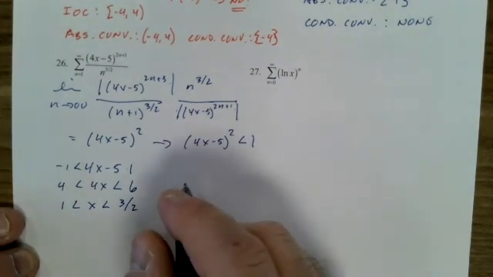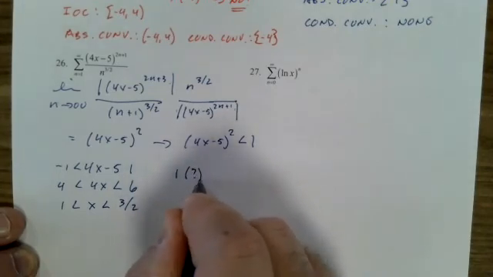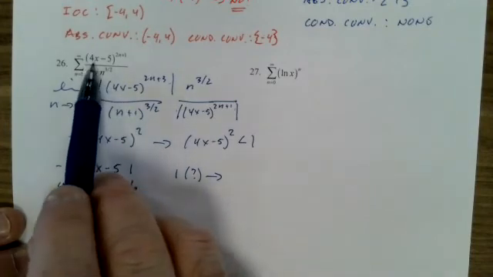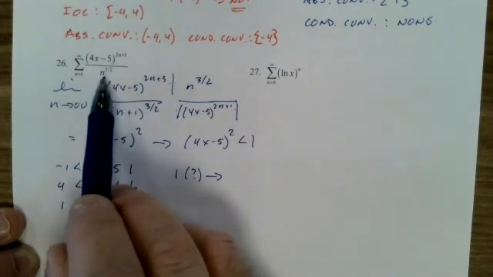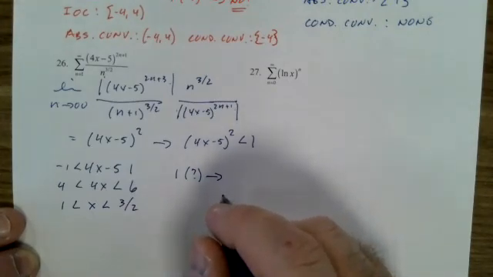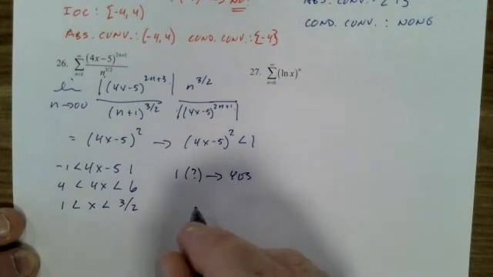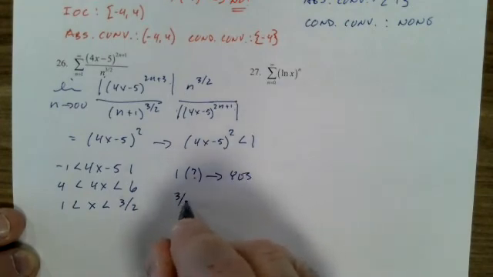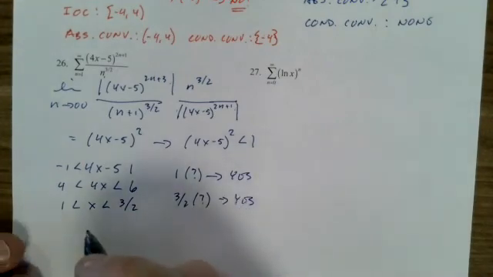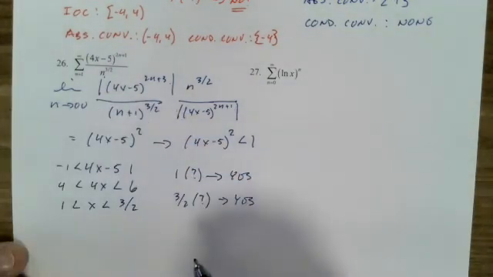Okay, check our endpoints. 1. Oh, back up here. Formula -1, whatever. This is going to converge. I don't need the 1. All right. Yes, but not because of conditional. And same thing with 3 halves. Yes, but not because it needed the alternating aspect of it.